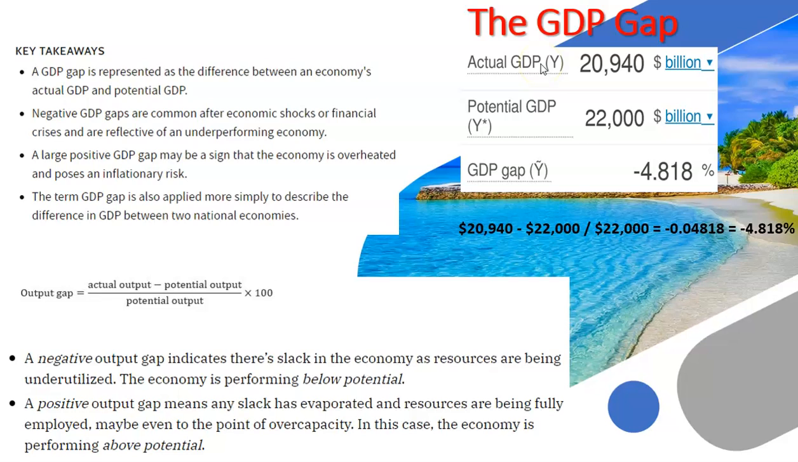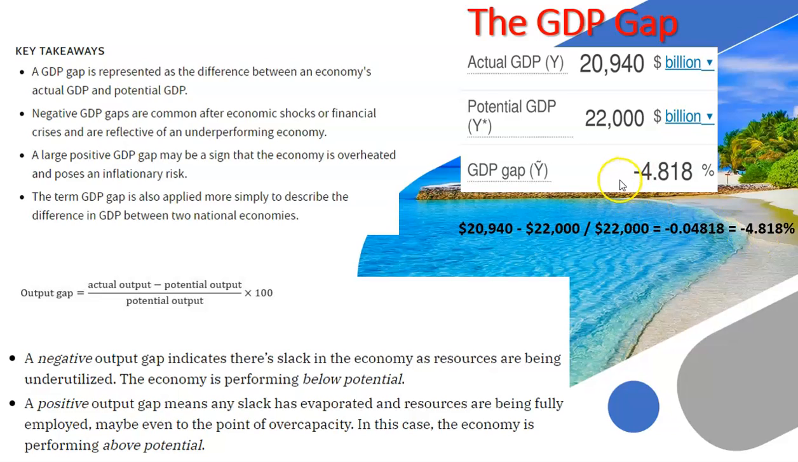Here's the actual GDP. These are valid figures that are most recent. So if we're looking at the actual GDP of 20,940 billion, and the potential at 22,000 billion, the difference between them, if we take the less than 21 trillion and deduct from it the 22, and divide by the 22, because remember we're dividing by that potential, we end up with negative 0.04818.